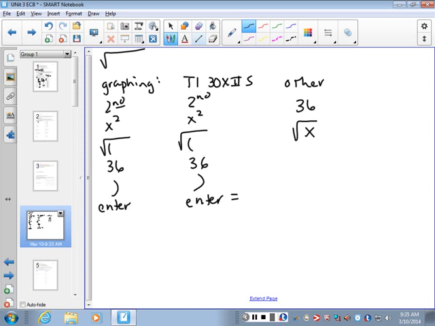Is anyone not able to get the square roots with their calculators? Yeah. Yep. Yep. Anyone else?